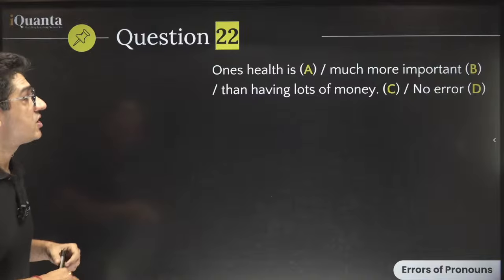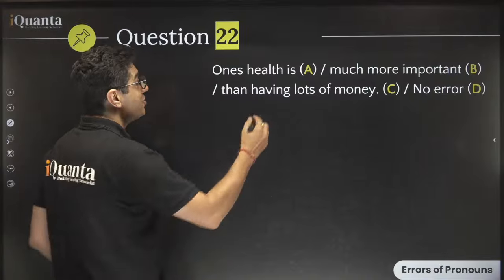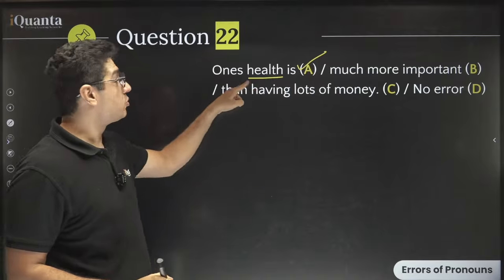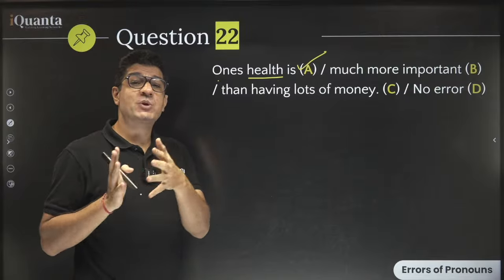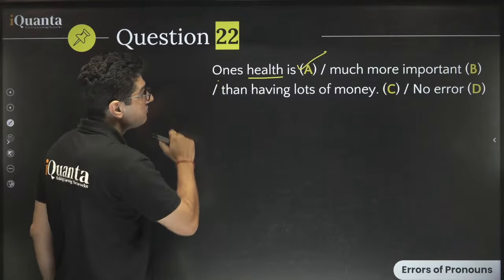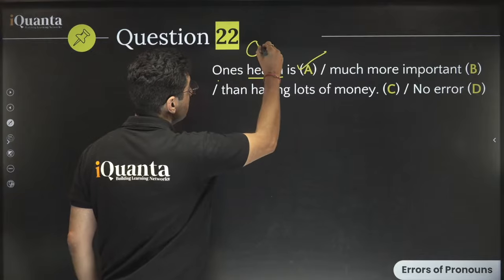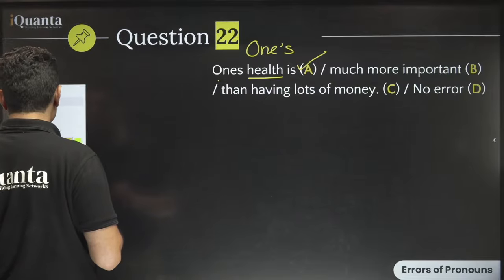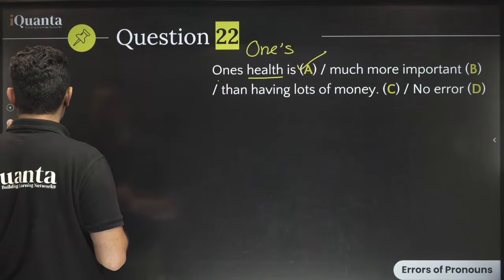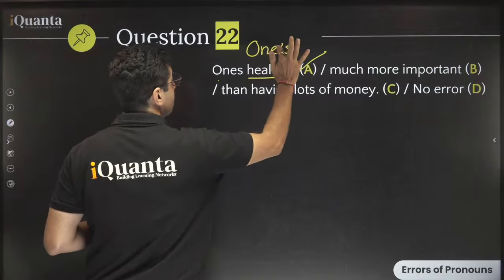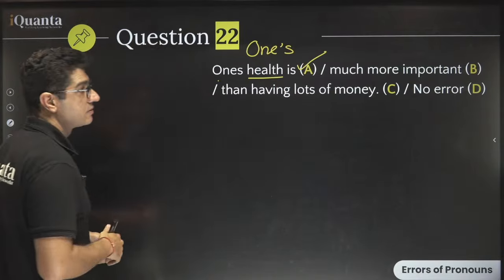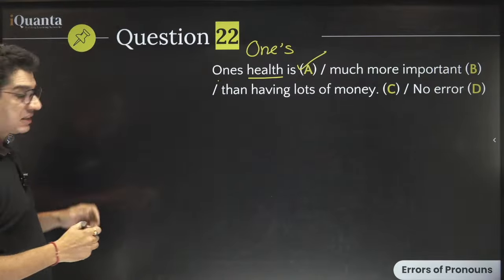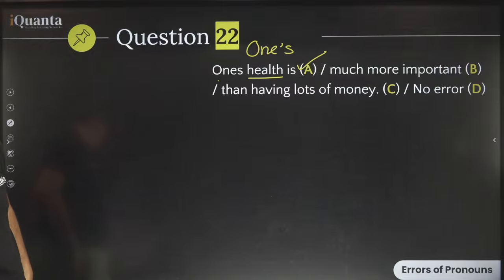Okay, so the answer here is, as a lot of you figured out, A. You notice health is the noun here. So what you need right before it is the possessive case. Now the possessive case of one is one's. It is written with an apostrophe. So this apostrophe needs to be there. So you see this? When you say ones without the apostrophe, then that's a different word altogether.